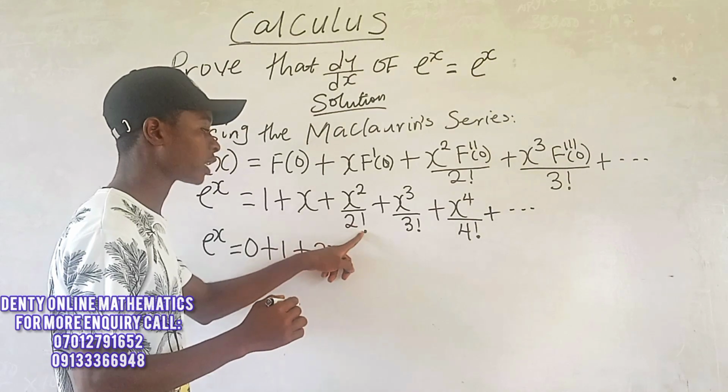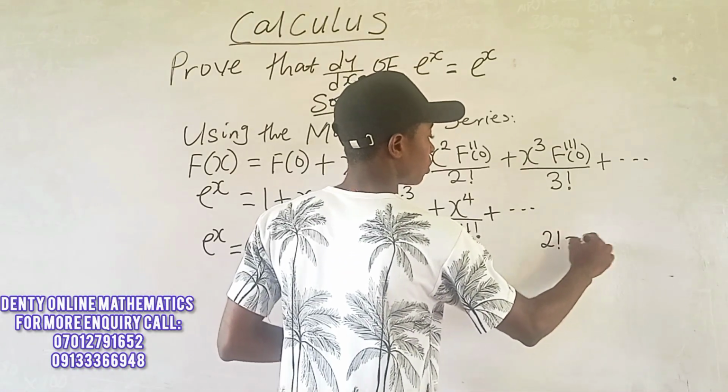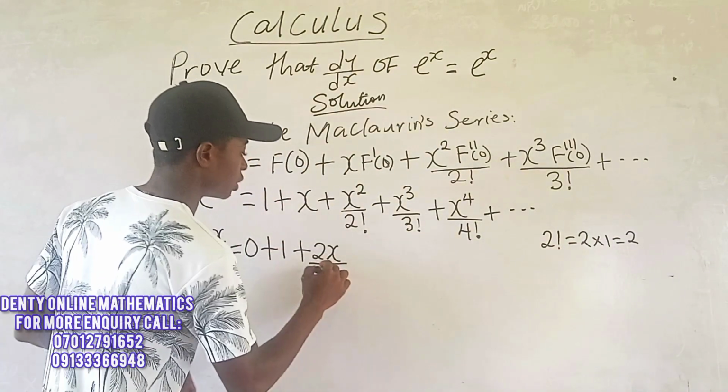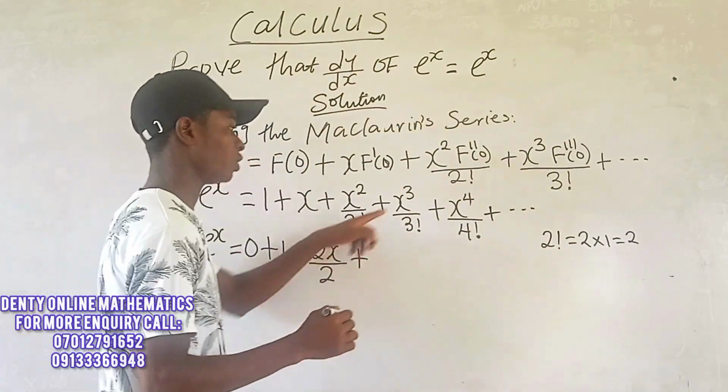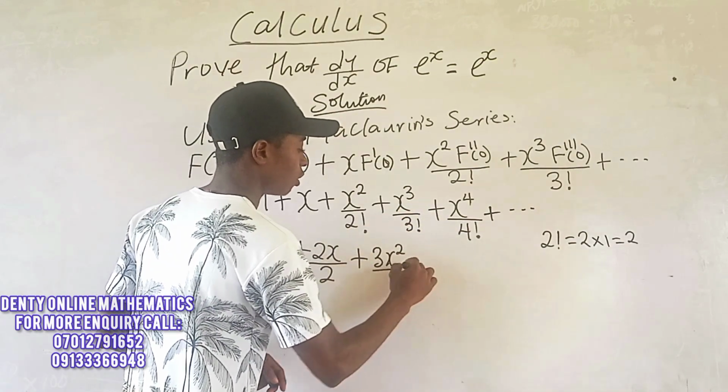Remember, 2 factorial means 2 times 1, which is equal to 2. So 2 factorial here is 2, plus. If you differentiate x power 3, you are going to have 3x squared all over 3 factorial.